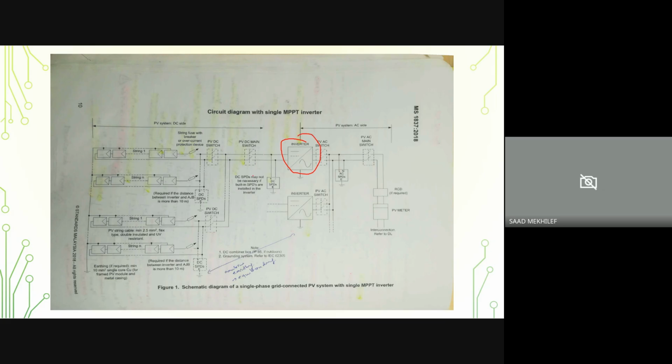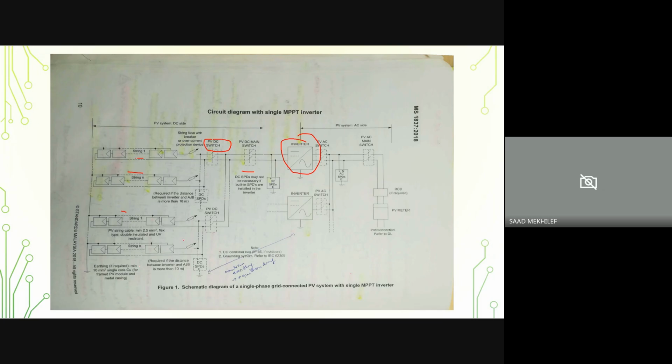And then you can see here you have the PV DC main switch, okay? And then we have the SPD here. This is the SPD, surge protector device. This is very important. This is for protection. And then we have another PV DC switch here, all right? And you can see here we have string 1, string 2, string 3, and so on and so forth.